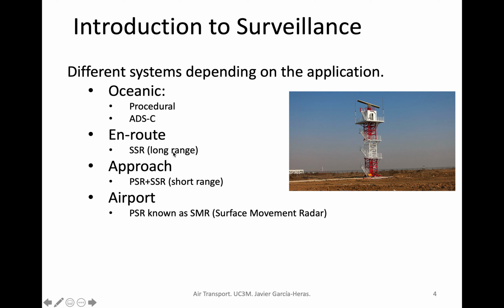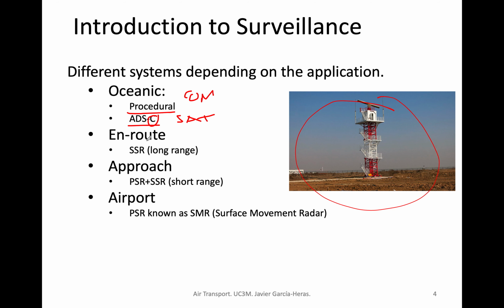For example, in the oceanic areas, where obviously you cannot allocate a ground system, you are only able to use procedural, just communication with the air traffic controller, but also automatic dependent surveillance contract, using satellite, of course, because you don't have VHF, visual line with the ground infrastructure.